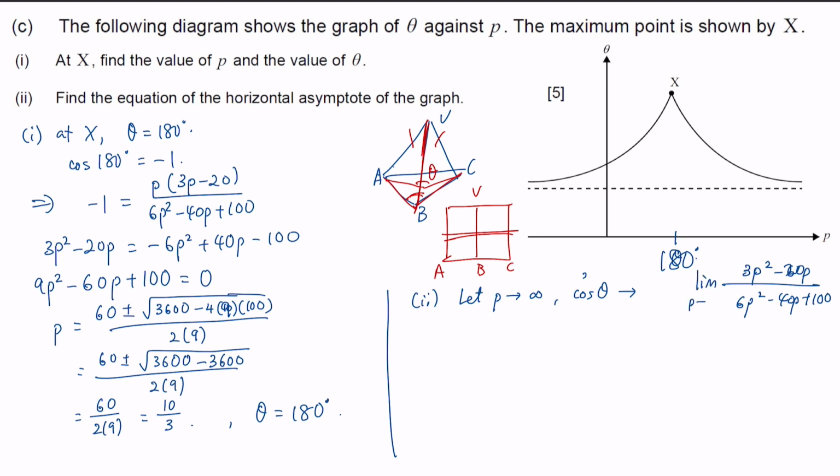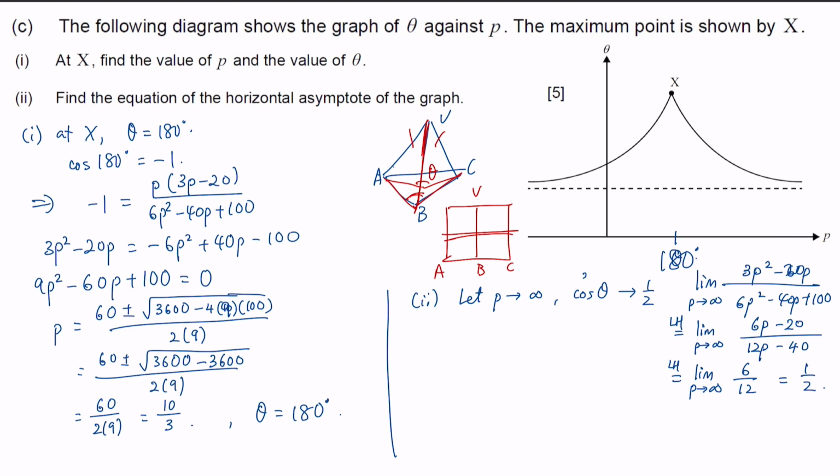Let's take the limit as P tends to infinity. We can see that this is an indeterminate form, so let's use L'Hopital's rule. We get 6P minus 20 over 12P minus 40. Still indeterminate, so let's do L'Hopital's rule again. We get 6 over 12, which is no longer indeterminate, and we can evaluate it as half. So I know that cosine theta will tend to half as P tends to infinity.